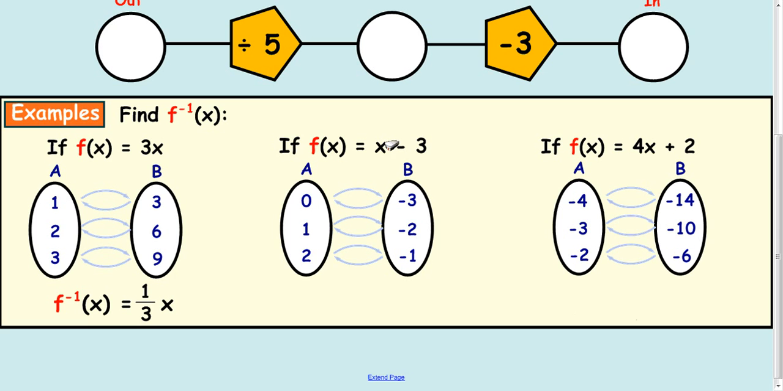Same idea here, f of x is equal to x take away 3. So if you start with values here in your domain, subtract 3 to get in your range. To get back the way, you would need to add 3. So the inverse function is x plus 3.